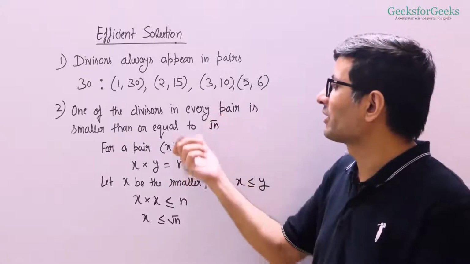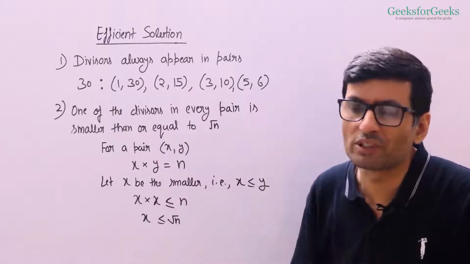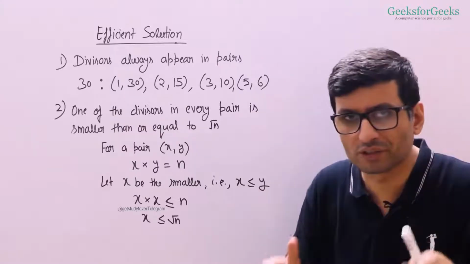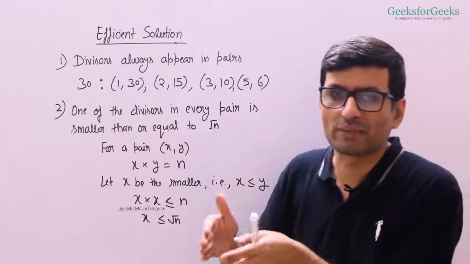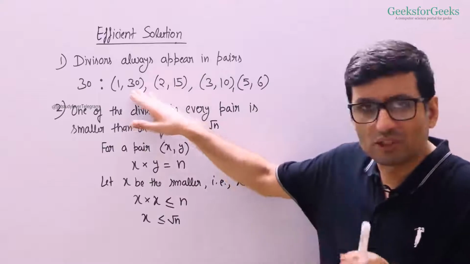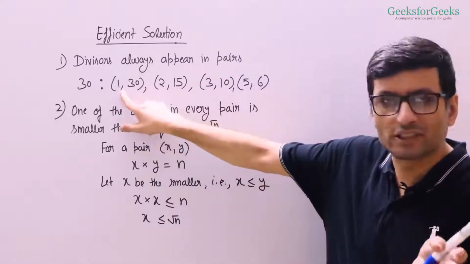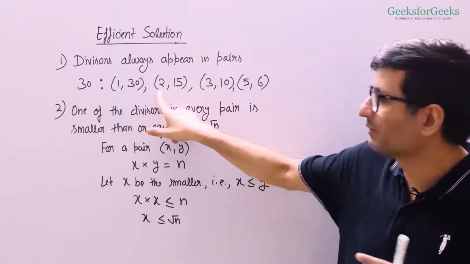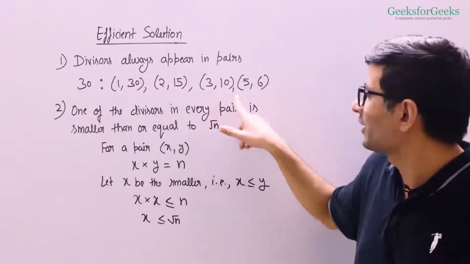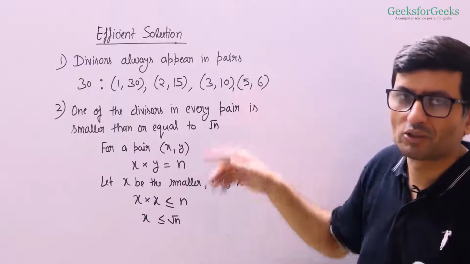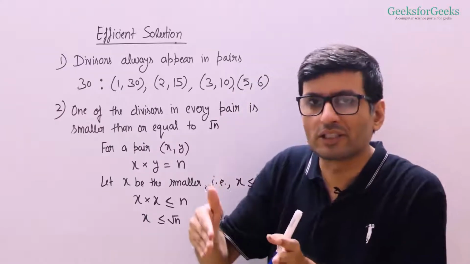So for example, if I take 30, the square root is going to be 5 point something, if I take the floor of the square root, it is 5. So if I traverse from 1 to 5, I will find one divisor among all the pairs. So 1 is there, 2 is there, it is smaller than 5. 3 is also smaller than 5. This is equal to 5. So I can find one divisor in every pair.